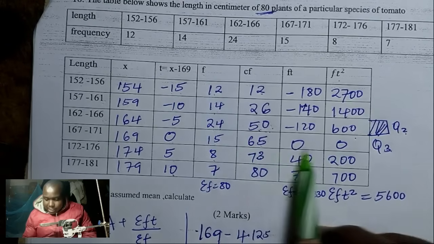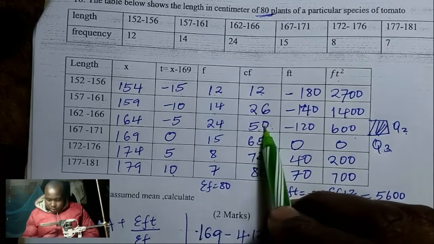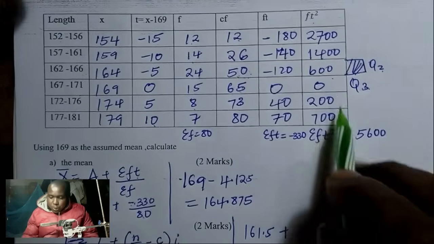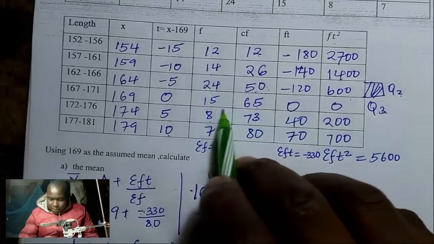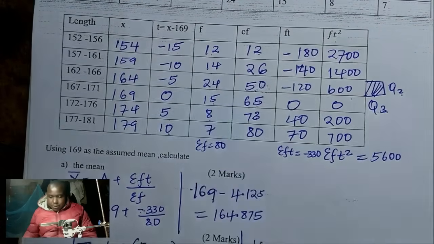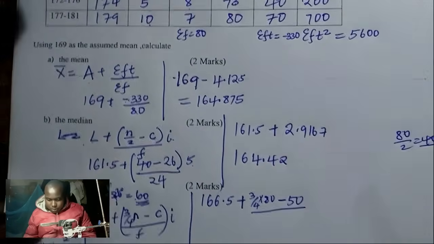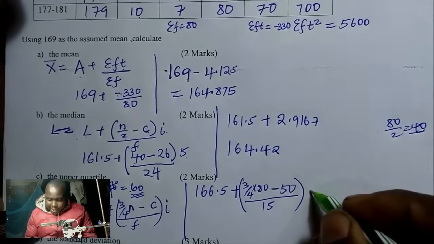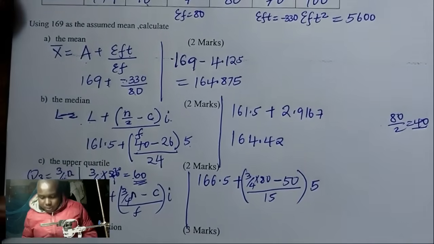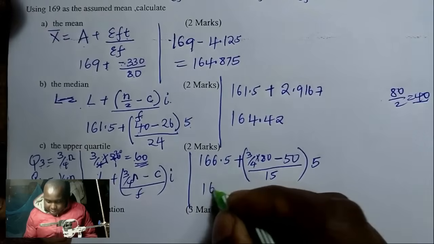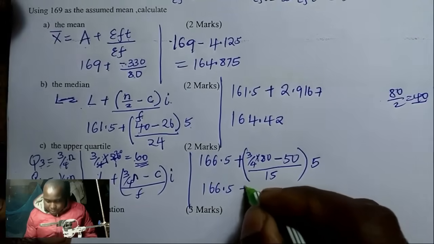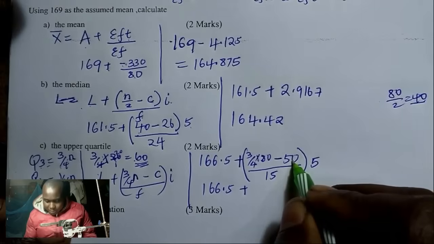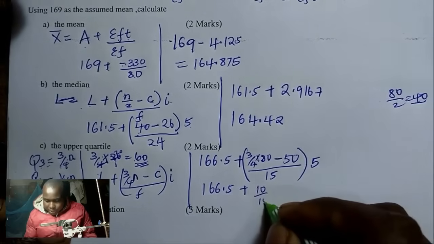C is the cumulative frequency above the class. Our class is here, Q3, above ni 50. You subtract 50 and then divide by the frequency in that class. The frequency in the class is 15. Then times I is 5. I is the class interval. So this one is 166.5 plus this is 60 minus 50 is 10 over 15 times 5.